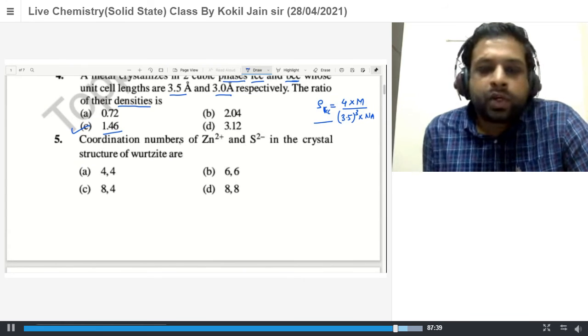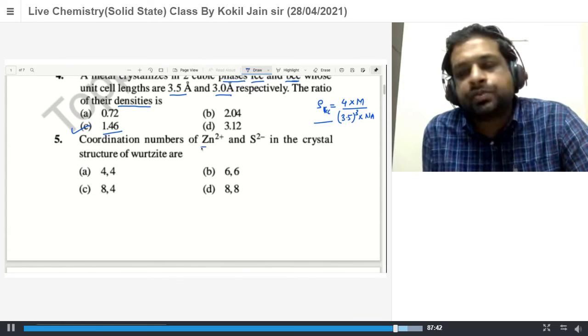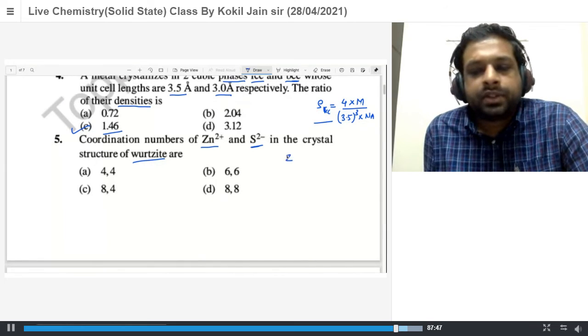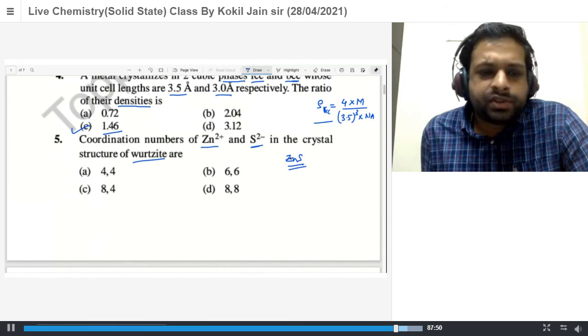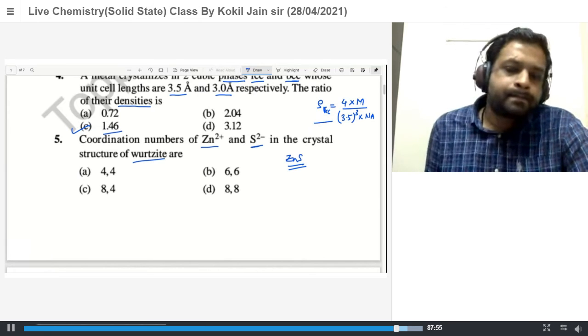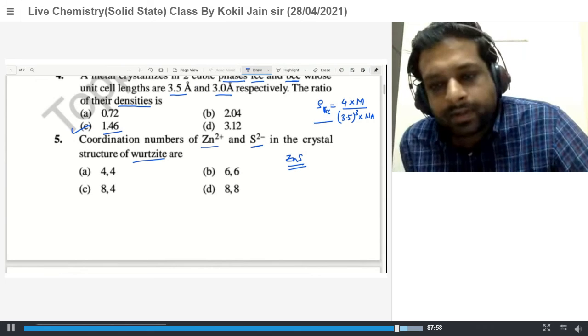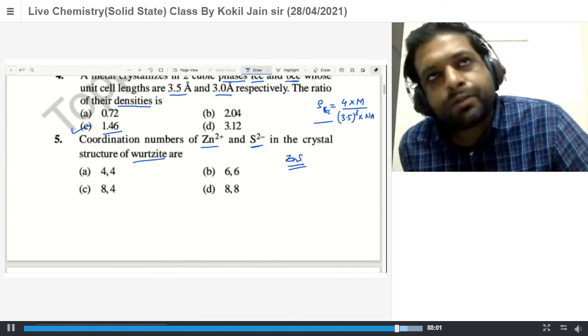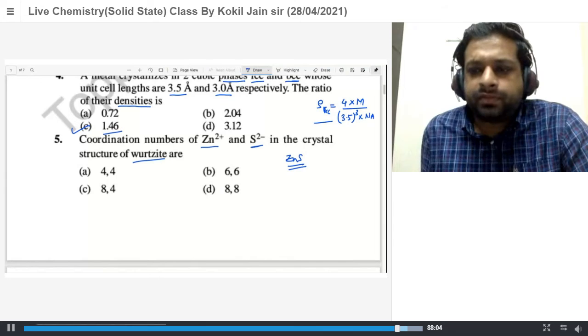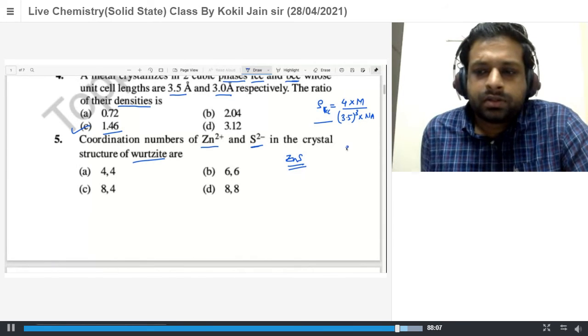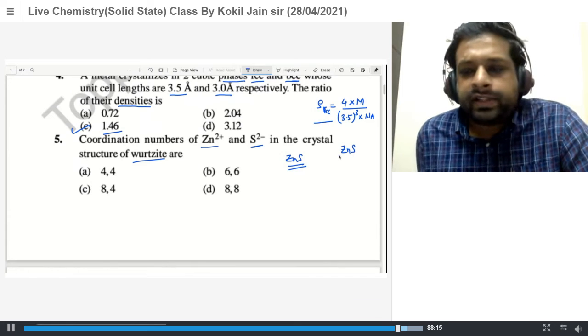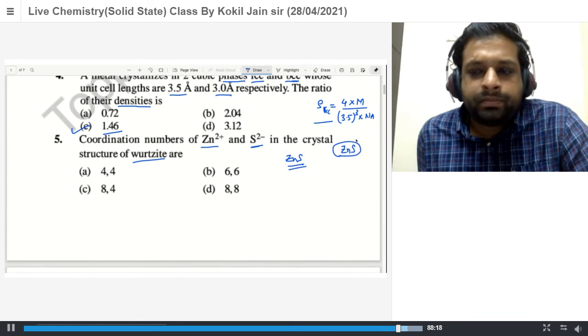Now, they are asking the coordination number of Zn2+ and S2- in the crystal structure of wurtzite. Wurtzite is ZnS. This crystal structure we saw earlier. Do you remember? I think I gave you the example of which kind of lattice zinc sulfide assumed here.